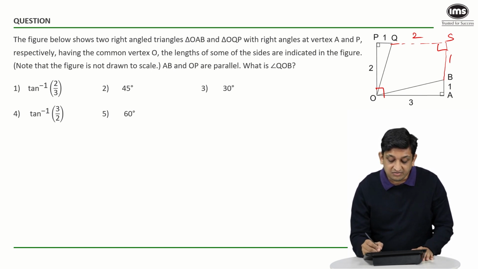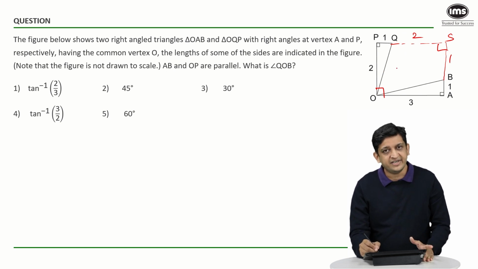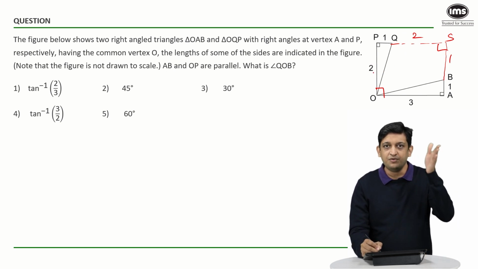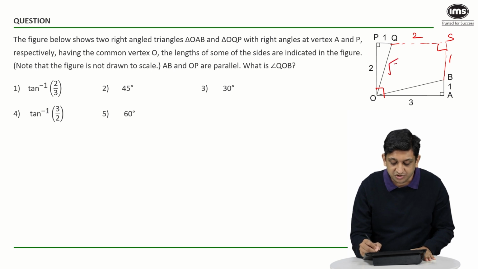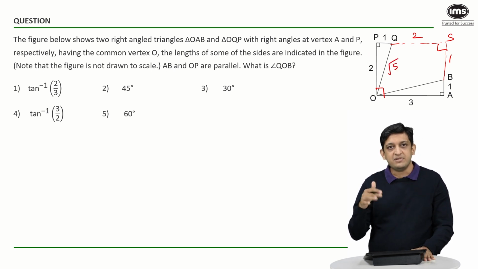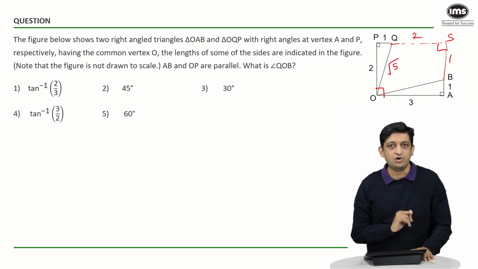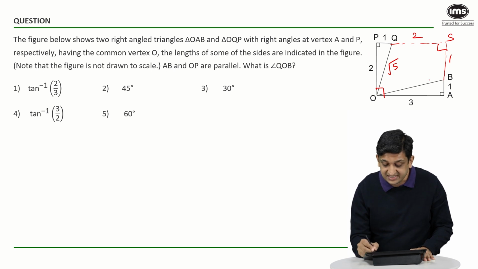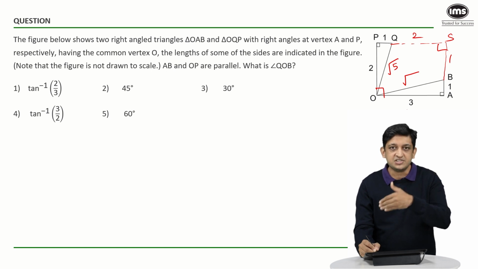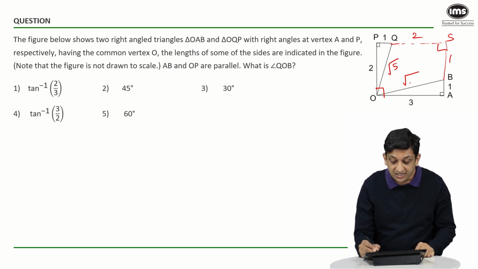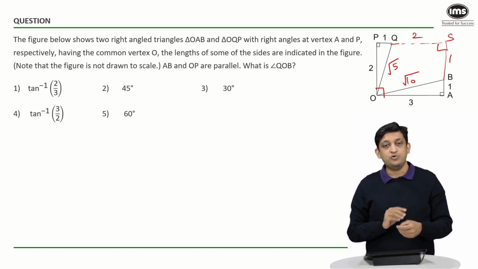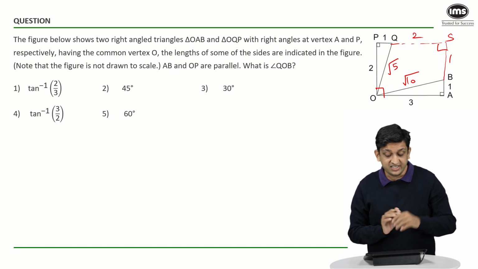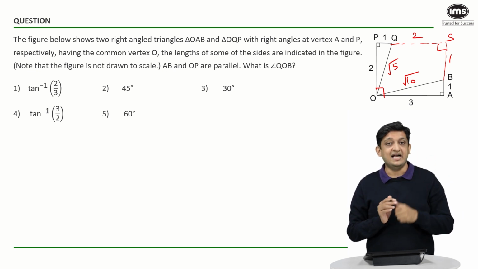Similarly, if you look at the length of side OQ, it's very obvious. 2 is one side, 1 is one side. The hypotenuse has to be root of 2 square plus 1 square, root of 4 plus 1, or root 5. Similarly, in this case, the hypotenuse has to be equal to root of 3 square, 9 plus 1, 10. So root 10 will be the value of OB. What we have to find out is the value of the angle QOB.